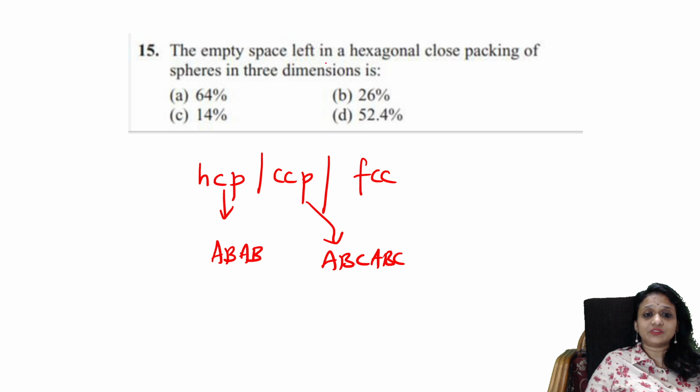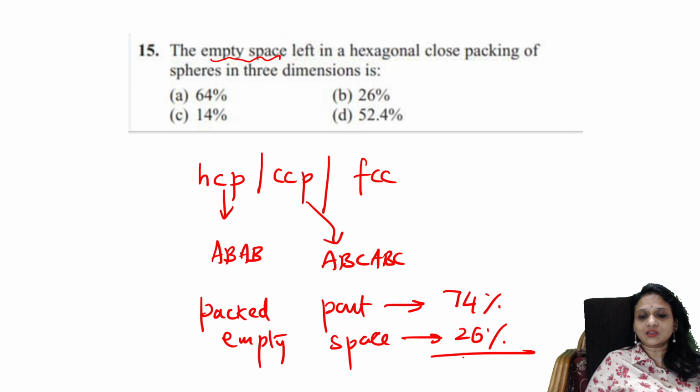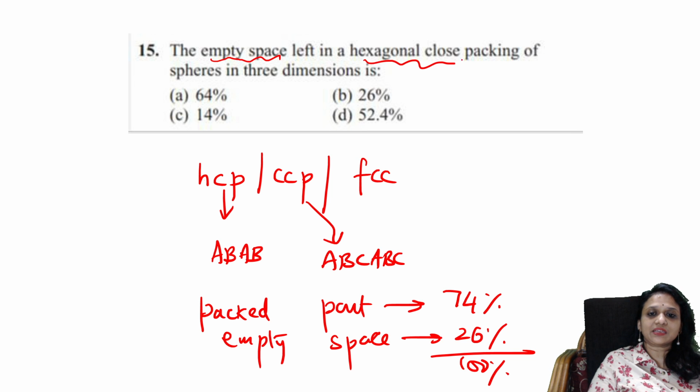Remember, so they said empty space. So how much is the packing, students? In HCP, CCP or FCC, how much is packed? Packed part is 74%, out of 100. Now empty part, empty space is how much? 26%. So total 100%. So empty is 26%. So they said HCP packing. So I'm marking this. Easy.